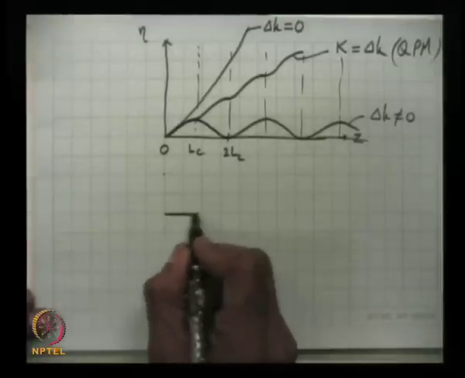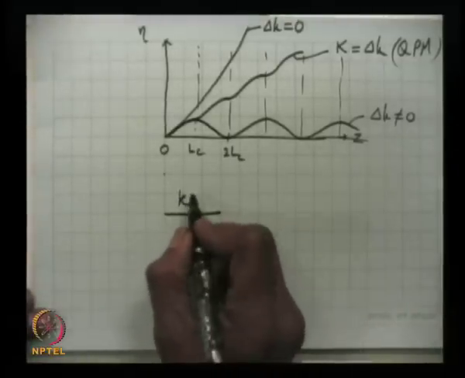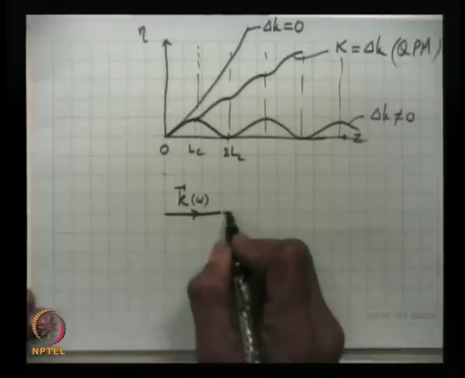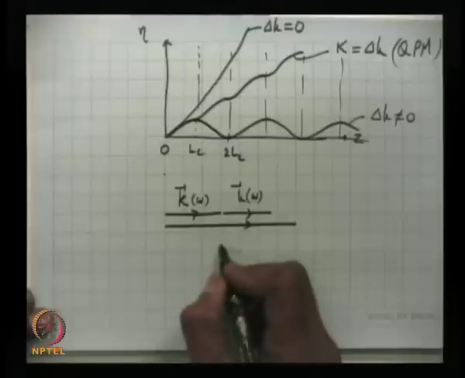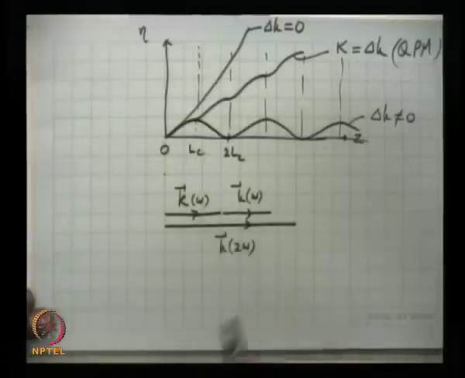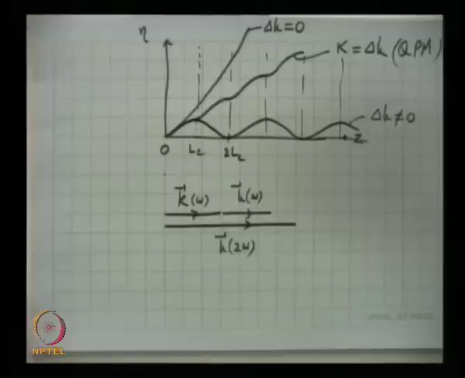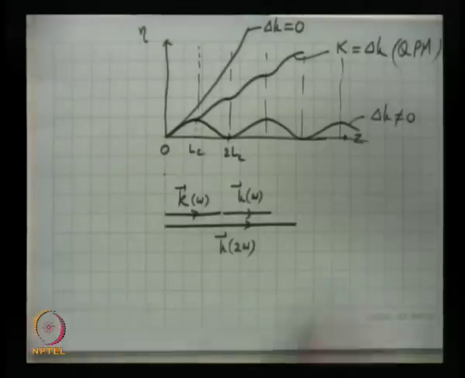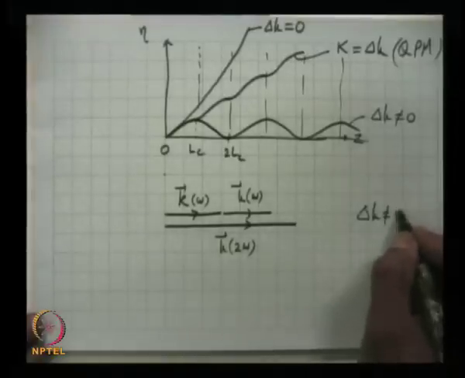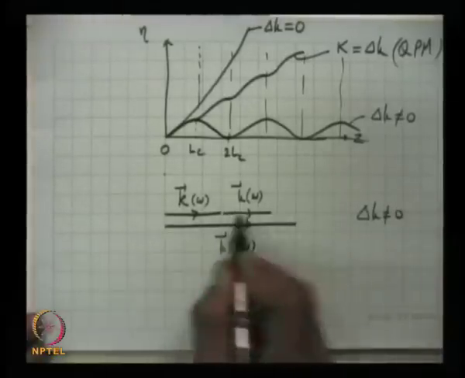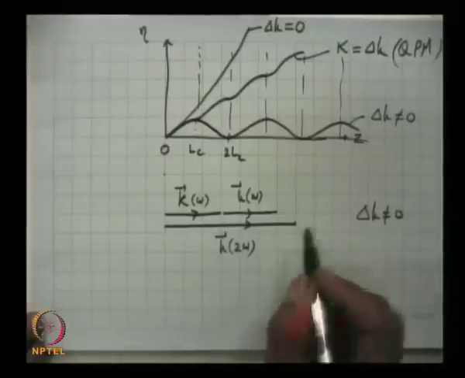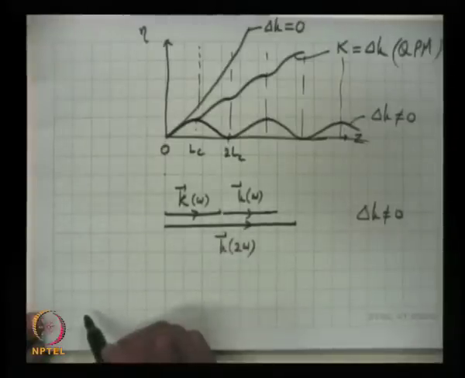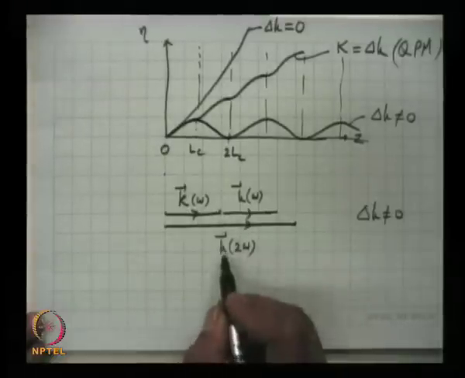Now, you see here is a situation where k at omega is here, k at omega, and k at 2 omega is not equal, is bigger. There is no phase matching, delta k is not 0. The sum of k1 plus k1, 2k1 is not equal to k2. The length of this vector is k2, the length of each vector is k1. Propagation vector at omega frequency, propagation vector at 2 omega frequency.